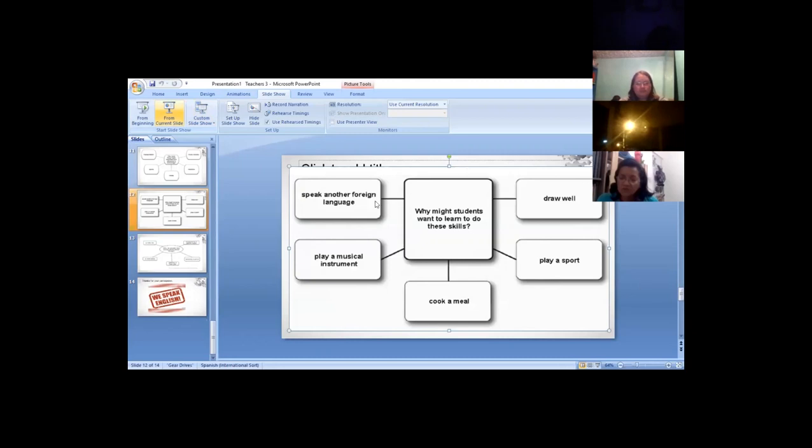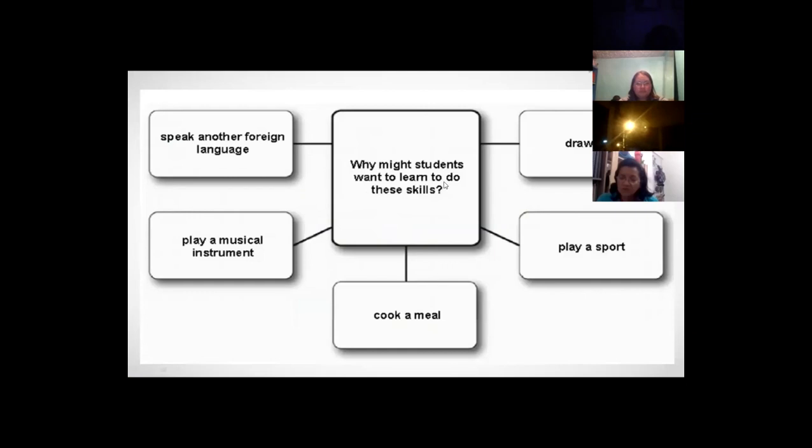Why might students want to learn to do these skills? Speaking a foreign language, play a musical instrument, cook a meal, play a sport, draw well. So let us take notes. Remember, we have 7 minutes. It's going to go off again.